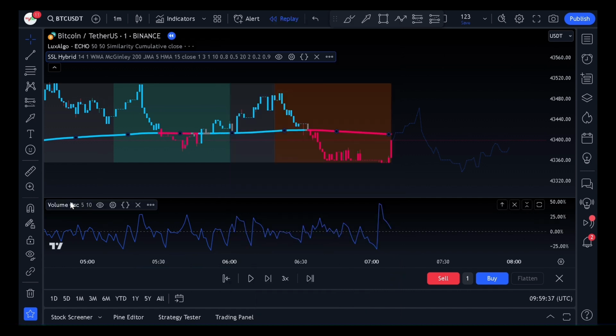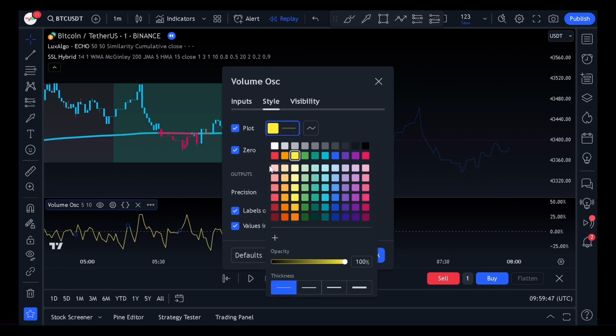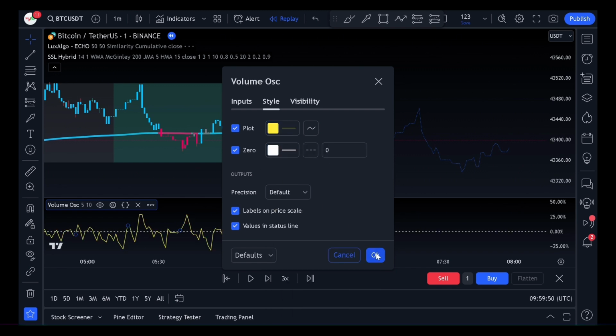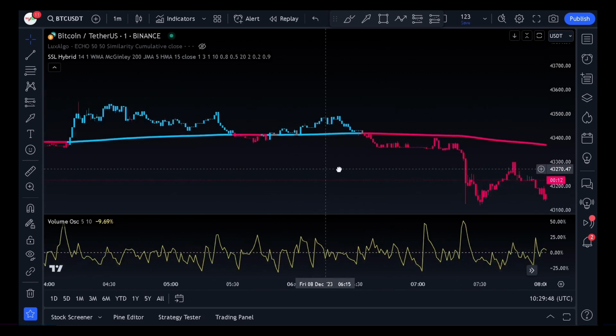Now for the volume oscillator, click here. And on the style tab, change the plot color to yellow and the zero line color to white. And then click OK. So this SSL hybrid indicator will be our trend confirmation indicator.